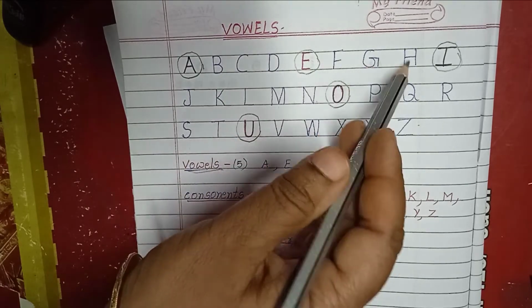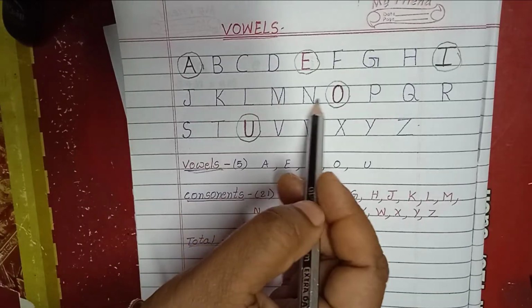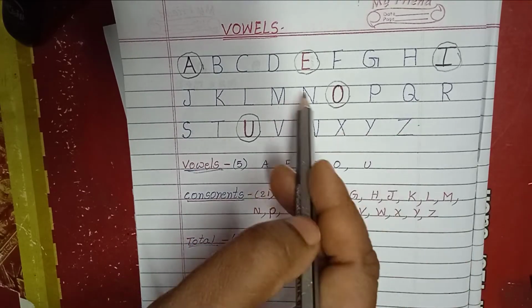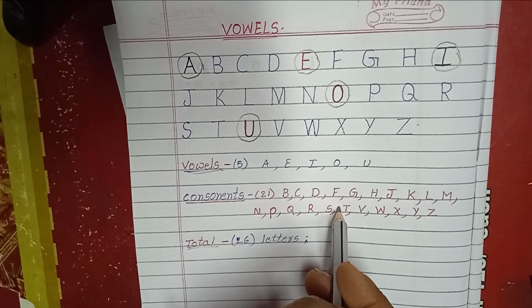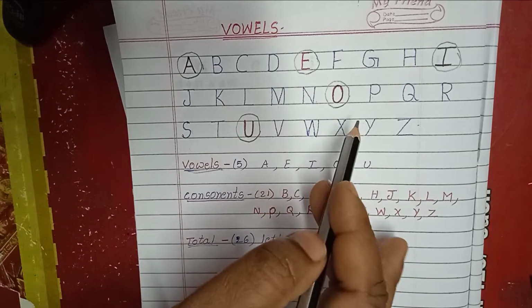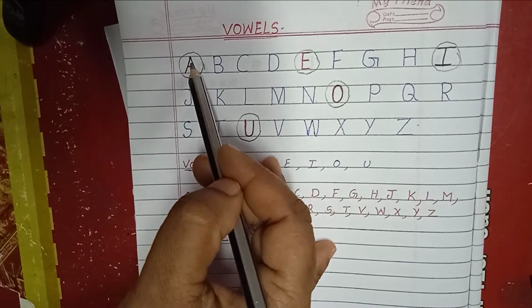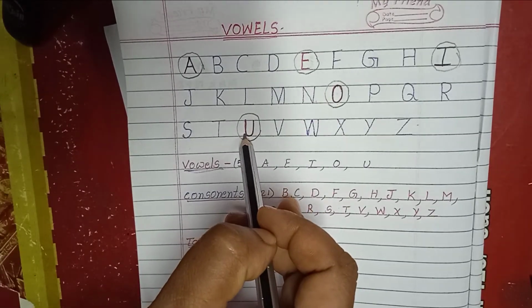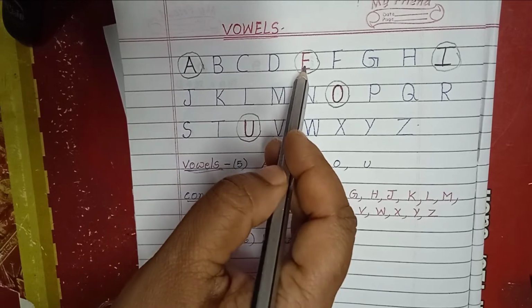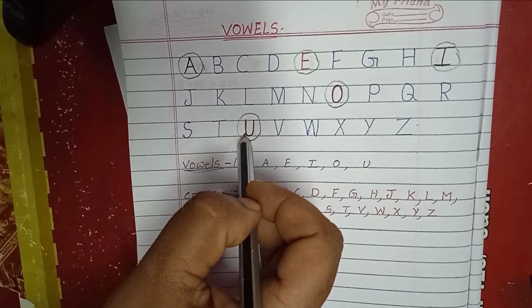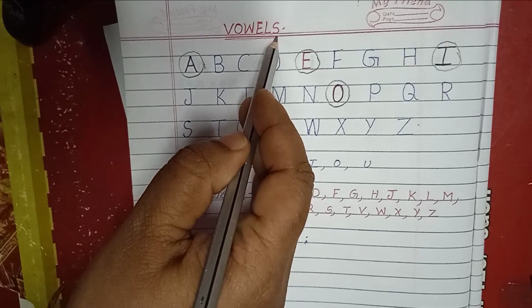B, C, D, F, G, H, J, K, L, M, N, P, Q, R, S, T, V, W, X, Y, Z. These letters we call consonants. What do we call them? Consonants. And today we will learn about the vowels, children. What are vowels? A, E, I, O, U. Again, read along with me. A, E, I, O, U. These are called vowels.